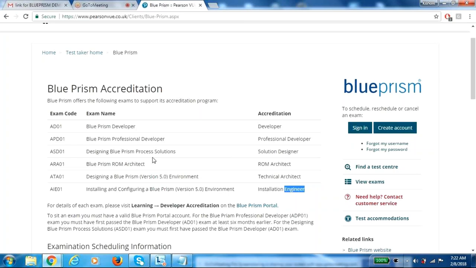Once you complete the training program, you can easily clear the certification. Blue Prism developer, recently a couple of my students have cleared the certification. It is quite easy. You can easily clear it.